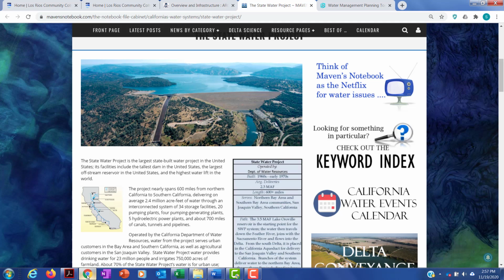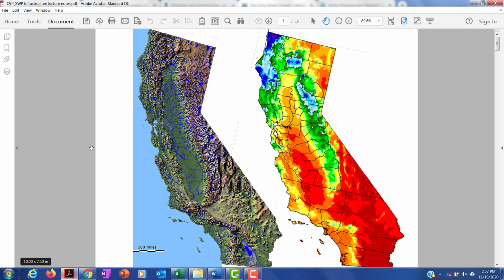So for this talk, let me pull it up here. Let's see. And yeah, I'll just go over a quick overview. What I want you to get out of this is just a basic understanding of the difference between the State Water Project, the Central Valley Project, and then major local projects. So like the talk that Professor Lund gives, we start with this map of California.